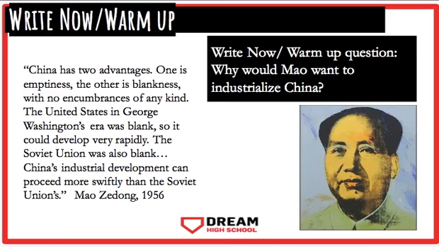Why would Mao want to industrialize China? Let's look at this quote. "China has two advantages. One is emptiness, the other is blankness. With no encumbrance of any kind, the United States in George Washington's era was blank, so it could develop very rapidly. The Soviet Union was also blank. China's industrial development can proceed more swiftly than the Soviet Union's." Mao Zedong, 1956.